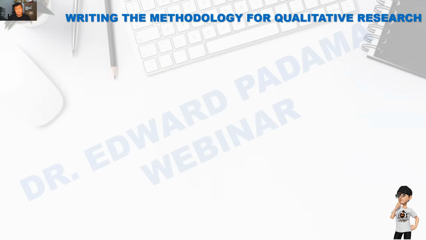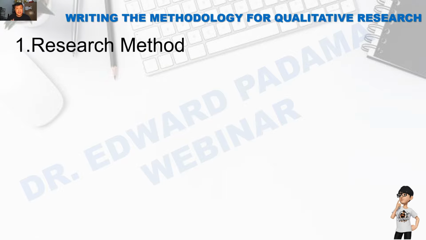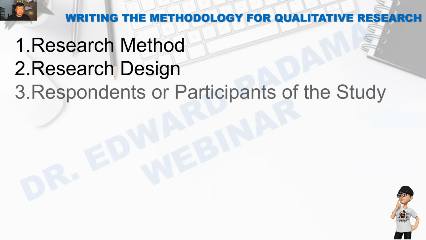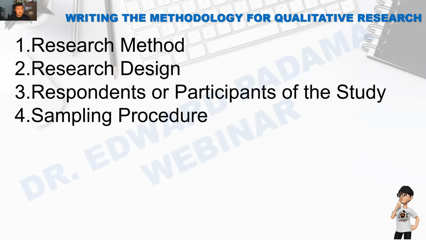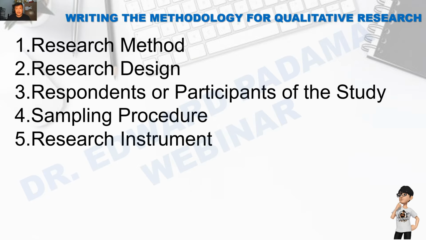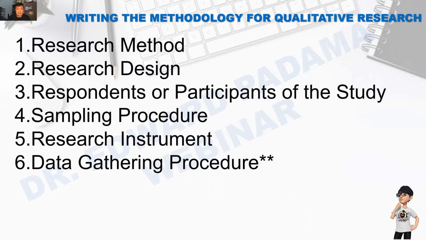So ano-ano ba itong mga bahagi ng methodology which usually pag sa regular quantitative research, this is part of yung tinatawag nating chapter 3, the research methodology. But again, this is qualitative research. So ano-ano itong mga parts na ito? These are the following. Number 1, the actual research method. Second, the research design that you use. Third, the respondents or the participants of the study. Fourth, the sampling procedure that you used. Fifth, we have 6, okay? The fifth one is the research instrument, and the sixth one is data gathering procedure.